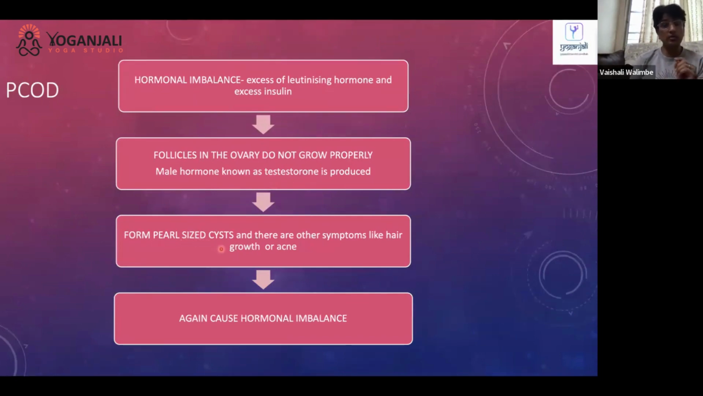Then the egg doesn't mature, and it forms a small cyst. And then there are other symptoms. When testosterone increases in the body, there is hair growth and acne. So women get pimples or hair growth on the face. That is because of the testosterone. Testosterone is formed because excess luteinizing hormone and insulin is released in the body. Again, hormonal imbalance happens.